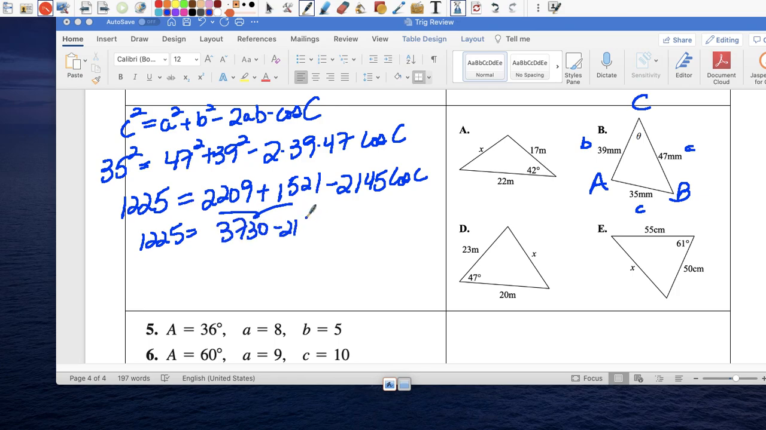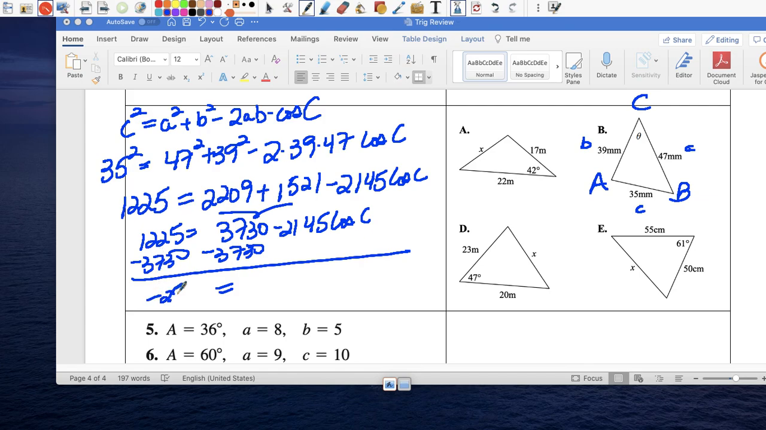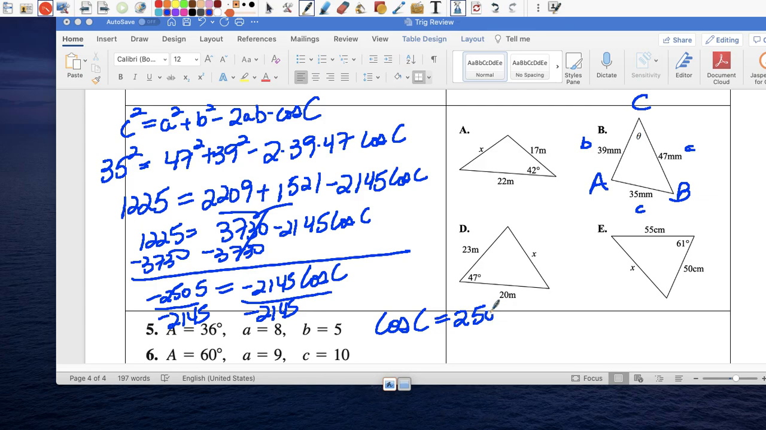It's 3,730. Then we're going to subtract 3,730 from both sides. I'm going to be left with negative 2,505 equals negative 2,145, because this goes away, cosine of c. Now divide both sides by 2145. That's going to give us a positive number. I'm just going to leave it as a fraction. I'm not even going to divide. So we get cosine of c equals, positive by the way, 2505 over 2145. And now we're going to take the inverse. So angle c is inverse cosine, and you put 2505 over 2145, and we're going to get the angle.